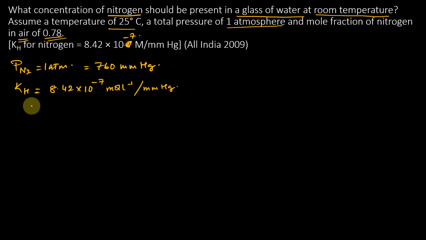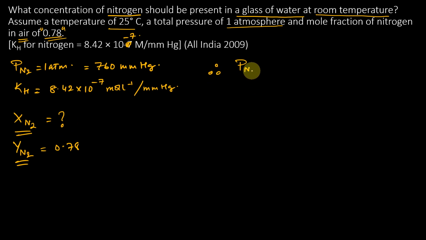Now what we need to find? What concentration of nitrogen should be present in a glass of water at room temperature? So we need to find mole fraction of nitrogen, correct? So mole fraction of nitrogen निकालना पड़ेगा. Now you might be thinking, sir, ये तो 0.78 दिया हुआ है. By the way, it is not mole fraction of nitrogen in the solution. It's mole fraction of nitrogen in gaseous phase, in air. So that is 0.78. ये YN2 है. Okay, Y I have written in your notes that YN2 means mole fraction of nitrogen in air, and XN2 means mole fraction of nitrogen in solution phase, in liquid phase. Okay, therefore क्या निकलेगा अभी देखो.